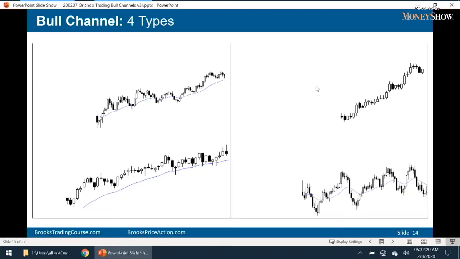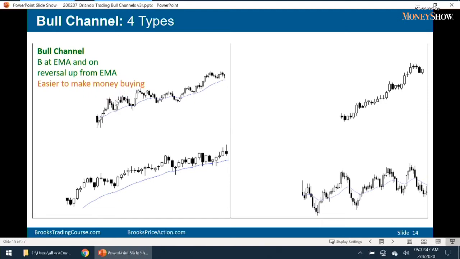I talked about channels. This is your garden type of bull channel. You can buy and sell. If the pullbacks are pretty small, you only want to buy. If there are no pullbacks, you cannot sell. And then sometimes you have a bull channel like this where you have higher highs and higher lows, but it looks mostly sideways. It's basically a trading range that's tilted up a little bit. You trade it like a trading range.